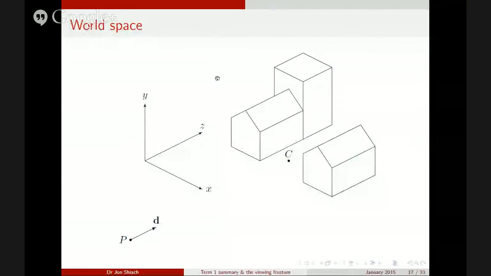Okay, so you have your object defined, you translate, scale, rotate, etc. You build the world space. Now, this world space is your actual 3D virtual world. This is your computer game. This is your virtual reality thing. Here I've got a very, very simple world space, for presentation reasons.